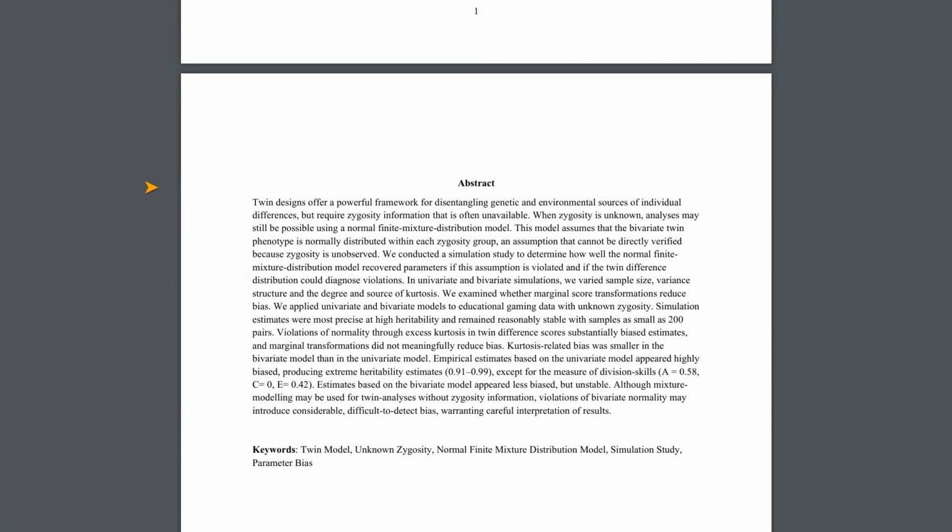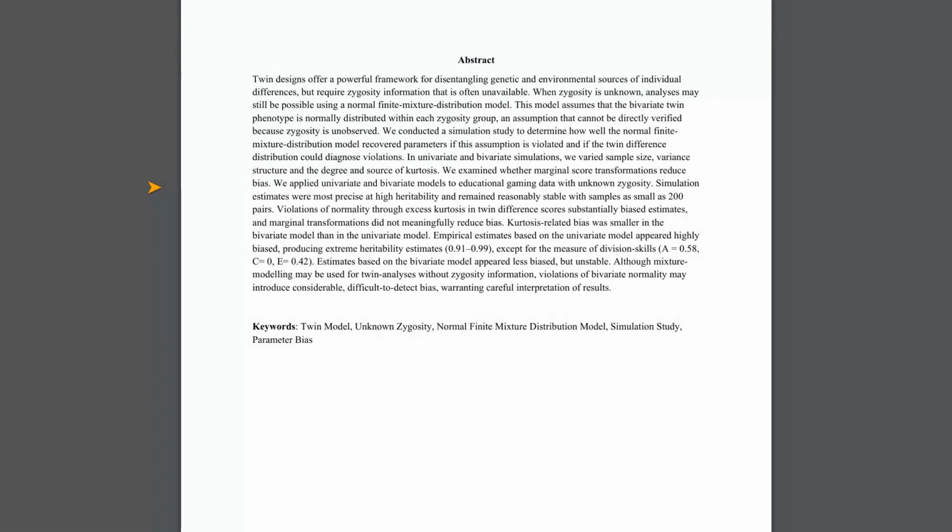After all the computer simulations, they took this model for a spin on real data. They looked at kids playing educational math games on a platform called Math Garden. Since they didn't know the zygosity of the twin pairs in their data, they used this normal finite mixture distribution model to try and figure out the genetic and environmental influences on math skills and how much kids engaged with the platform.